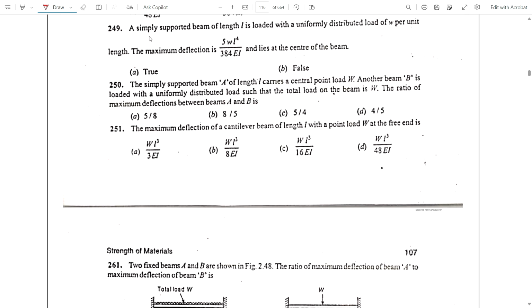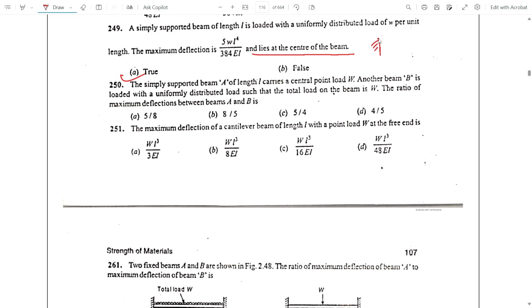So a simply supported beam of length L is loaded with a uniformly distributed load of W per unit length. The maximum deflection is this and lies at the center of the beam. Okay, then it says maximum deflection is this, and lies at the center. It is true.